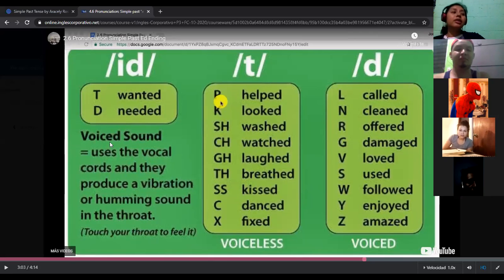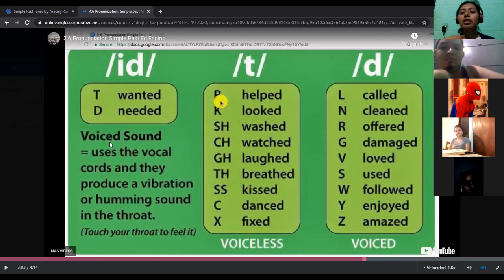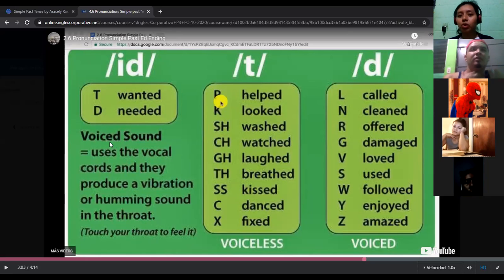Por ejemplo, si hacemos el ejercicio que mencionaba el video, pero con otros fonemas. So if you make this sound, if you put your fingers on your throat, y se ponen los dedos en la garganta, ¿sienten vibración? No, ¿verdad? Pero si ahora hacen este otro sonido, ahí van a sentir una pequeña vibración. Esa es la diferencia a la hora de pronunciar los verbos regulares en pasado.